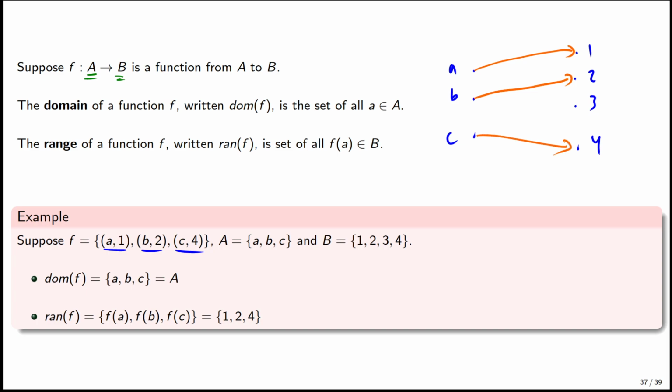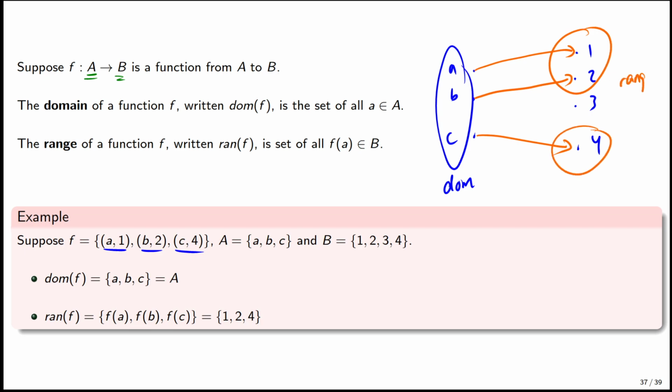So the domain is just A, B, C. This is the domain of the function. These are all the elements in our initial set that we're mapping things from. And the range includes 1, 2, and 4. That's the range, because we have elements A, B, C mapping to 1, 2, and 4, so that's the range.